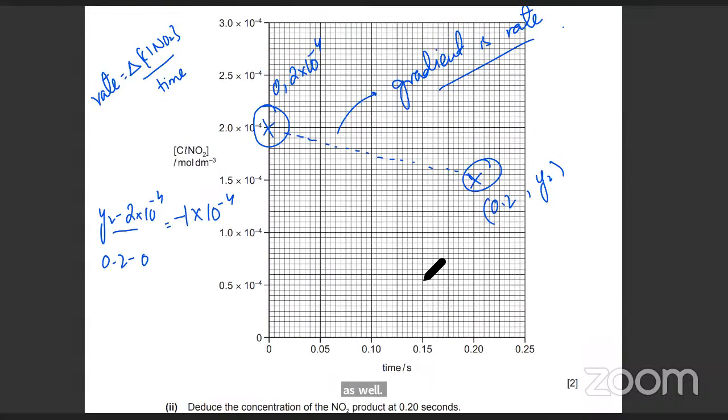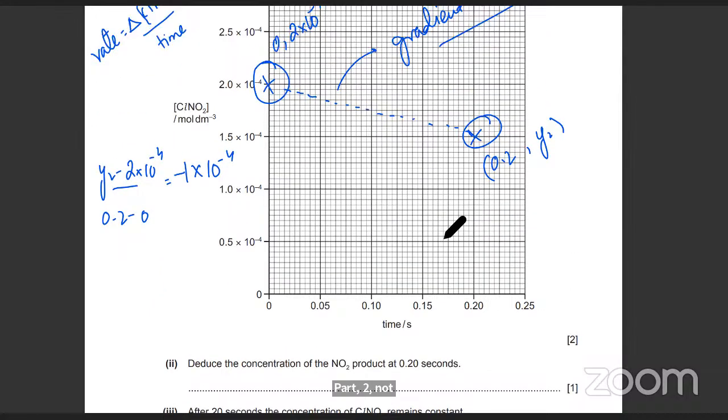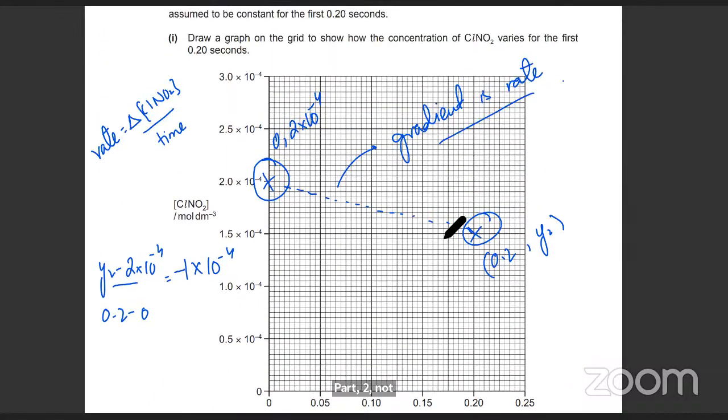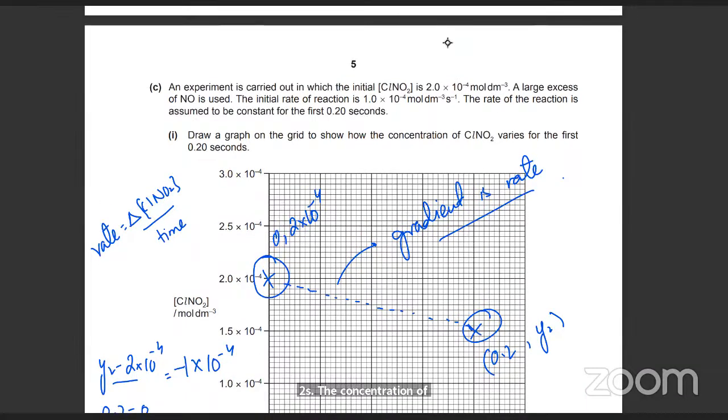Part 2: the concentration of NO2 produced at 0.2 seconds. The concentration of NO2, right? So this is how much the concentration decreased. It was 2, and after, it came to 1.8 times 10 to the minus 4. So initially it was 2, now it's 1.8. That means it decreased by what amount? It decreased by 0.2 times 10 to the minus 4, right? Is that clear?